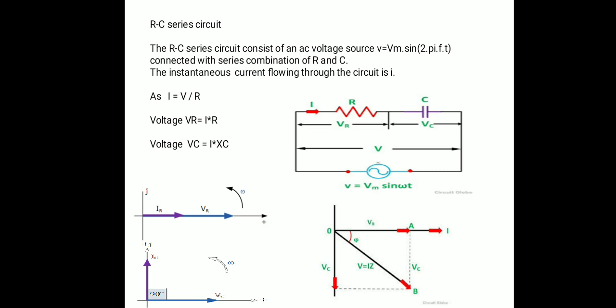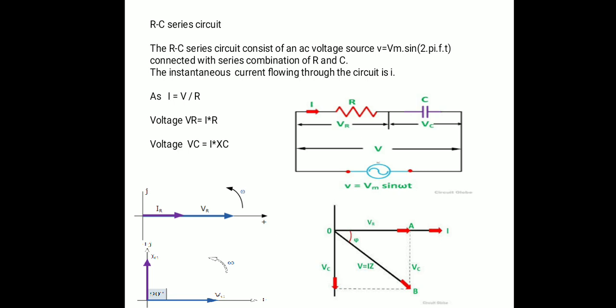Now we can draw the resultant supply voltage V phasor diagram in between VR and VC. So we have this phasor diagram for the supply voltage V and supply current I.